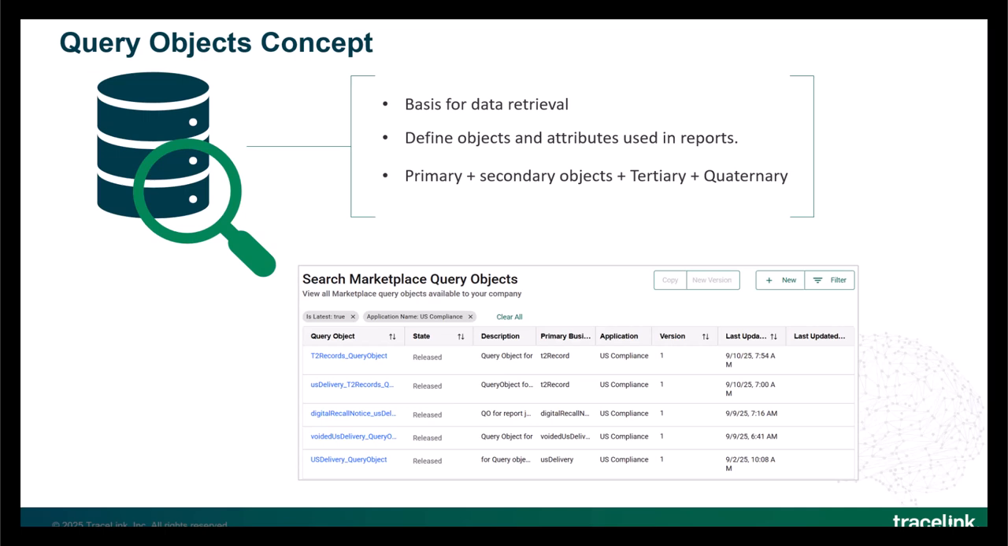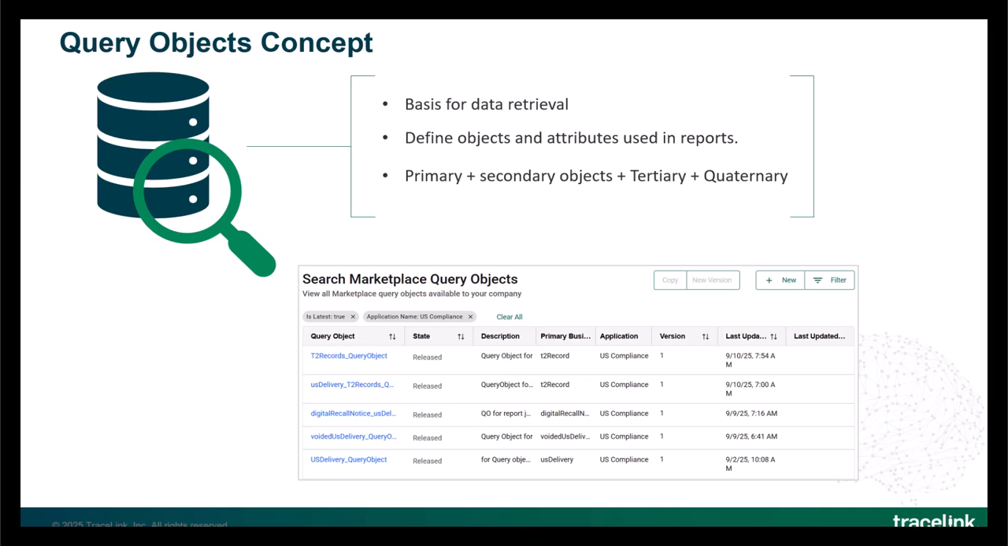They consist of one primary object and optionally one or more secondary, tertiary, and even quaternary objects, all of which are business objects in a selected TraceLink application. These objects define the types of data that will appear in a report. When creating query objects, there is flexibility in creating a query object from scratch, tailoring them to suit specific reporting requirements. Alternatively, you can leverage existing query objects from your company catalog or the TraceLink marketplace.